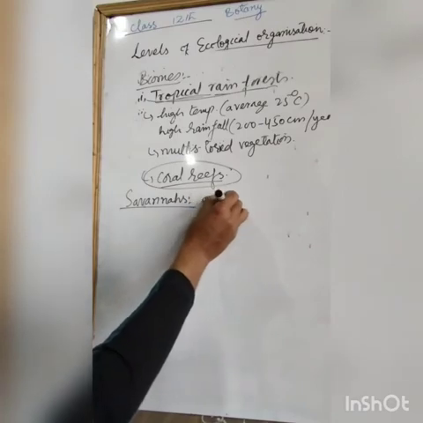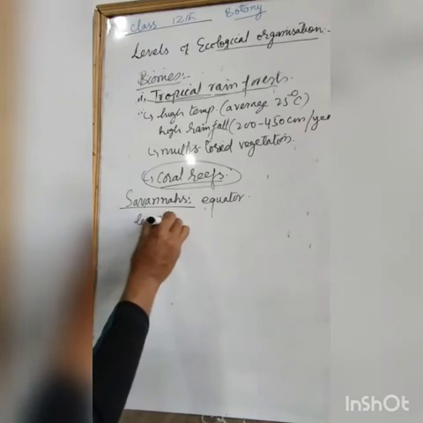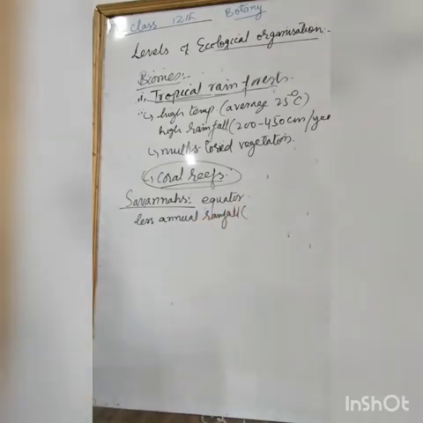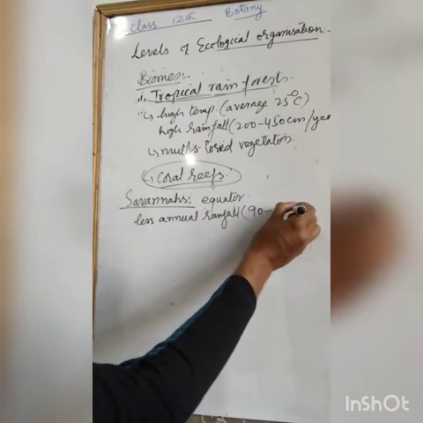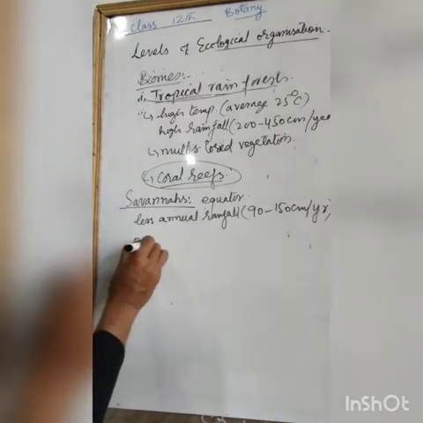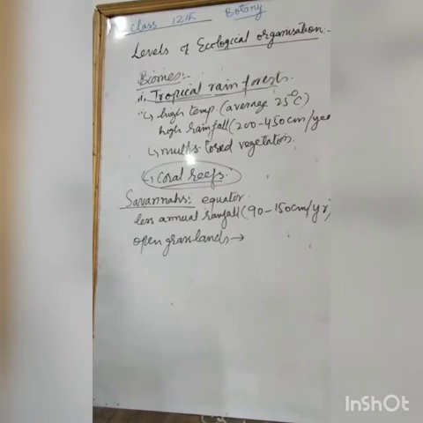Savannas are found near the equator, but in areas having less annual rainfall, that is 90 to 150 centimeters per year. The heat, the periodic dryness and poor soils cannot support a forest, but have led to the evolution of tropical open grasslands. These are usually the open grasslands, and they have scattered shrubs and trees.